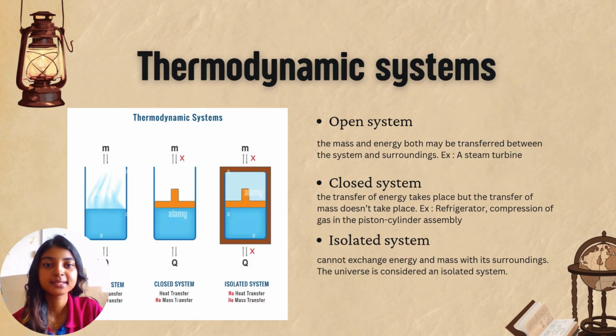There are three systems in thermodynamics. First one is open system. The mass and energy both may be transferred between the system and surroundings. For example, a steam turbine. The second one is closed system. The transfer of energy takes place, but the transfer of mass doesn't take place. For example, refrigerator, compression of gas in the piston cylinder assembly.